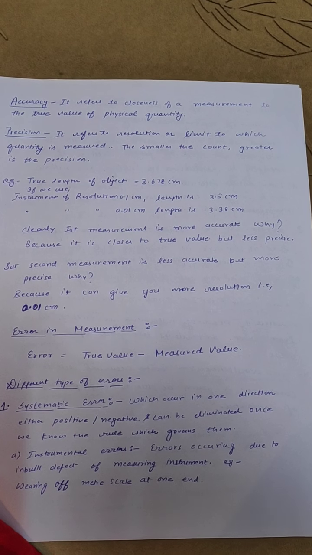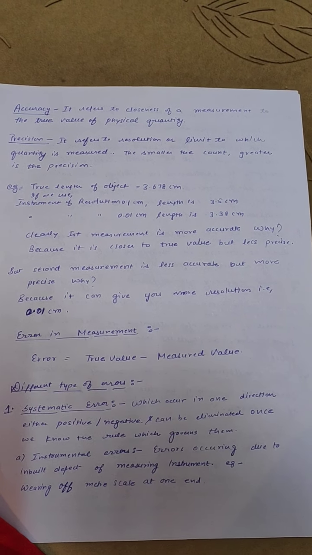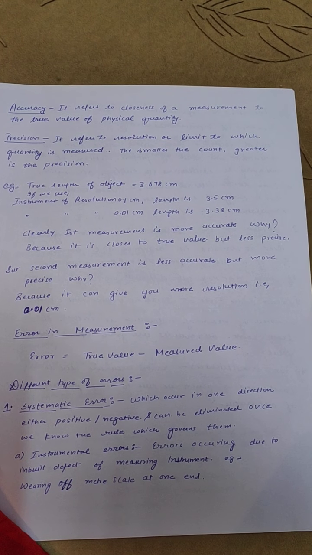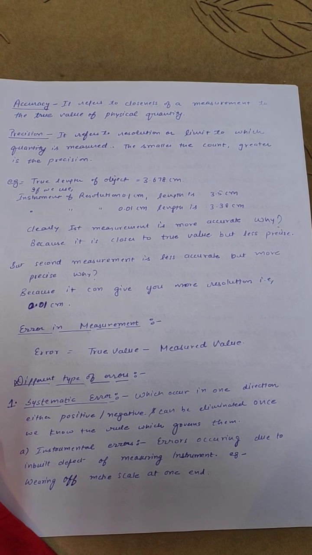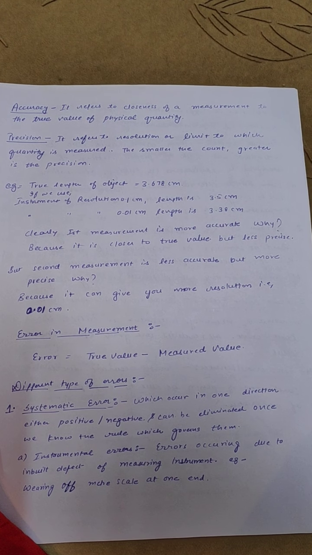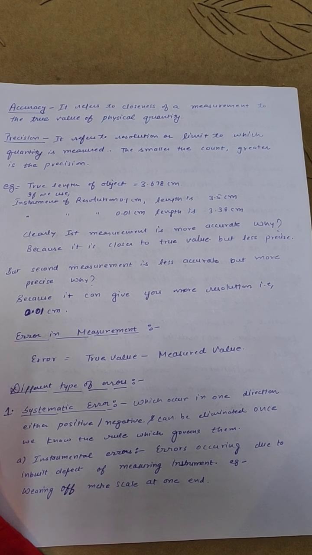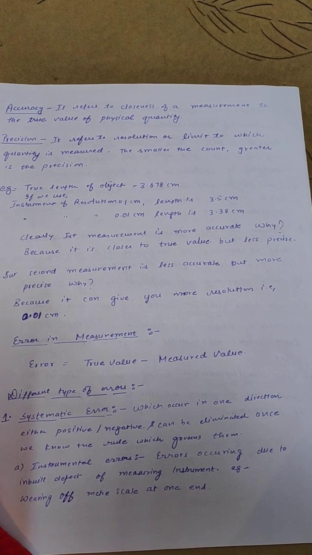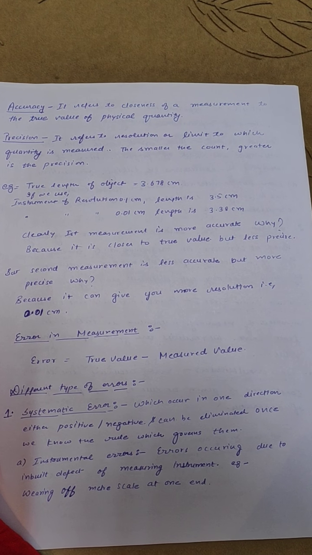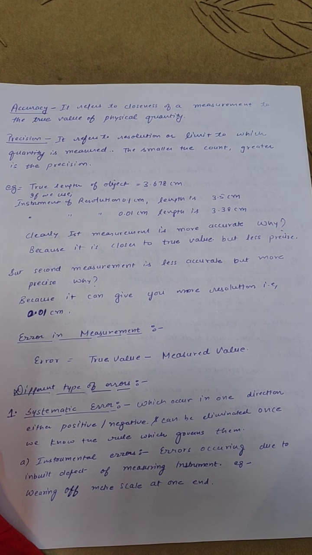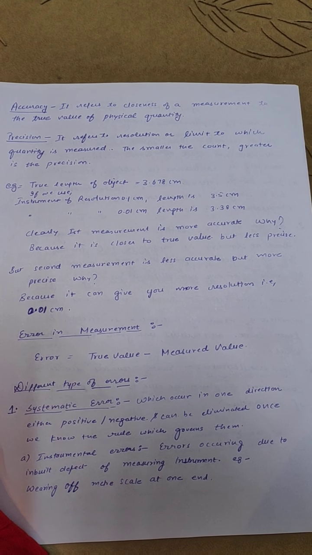Now if I measure the same length of the object with an instrument of resolution 0.01 centimeter, then the length will be 3.38 centimeter. Now clearly the first measurement is more accurate. Why? Because it is closer to our true value. Our true value is 3.678 and it measures 3.5 centimeters. So its value is very much closer.